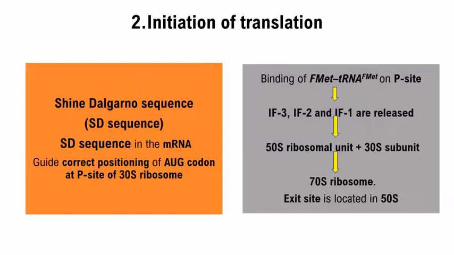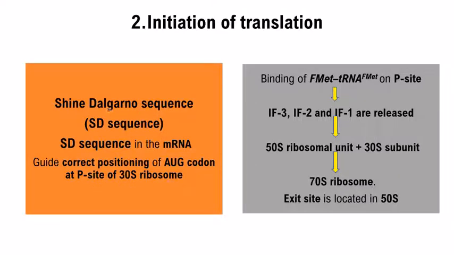During the initiation of translation, the binding of the 30S subunit to the mRNA molecule, that is the template for translation, involves a sequence on the mRNA called the Shine-Dalgarno sequence. It plays a very important role. This sequence guides the correct positioning of the AUG codon on the P site of the 30S ribosome. So binding takes place between the SD sequence on the mRNA and the 16S rRNA on the 30S ribosome.